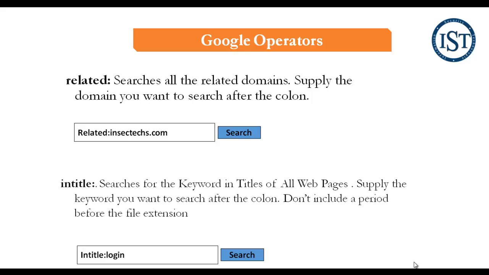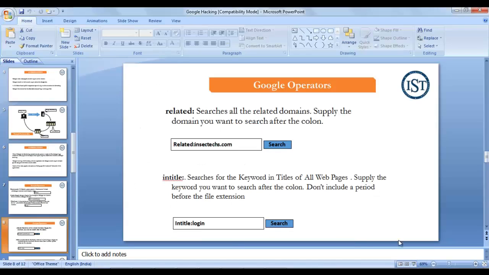And the next keyword is in title. In title searches for the keyword in the titles of all the web pages. We can even narrow down these results by specifying a specific site and in title, so that this in title keyword will search in the title of this specific website. All we have to do is supply the keyword we want to search after the colon. Let's have a quick demonstration of these two.